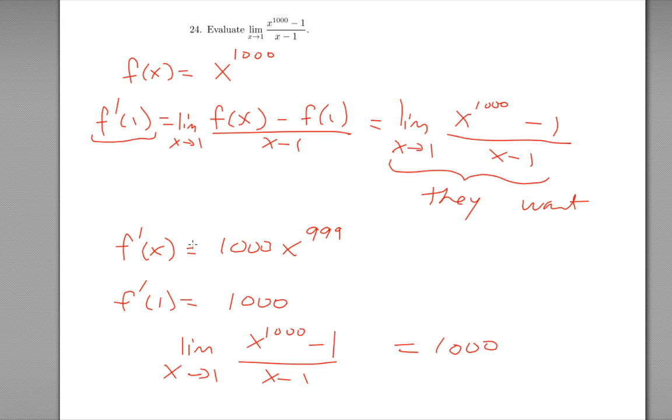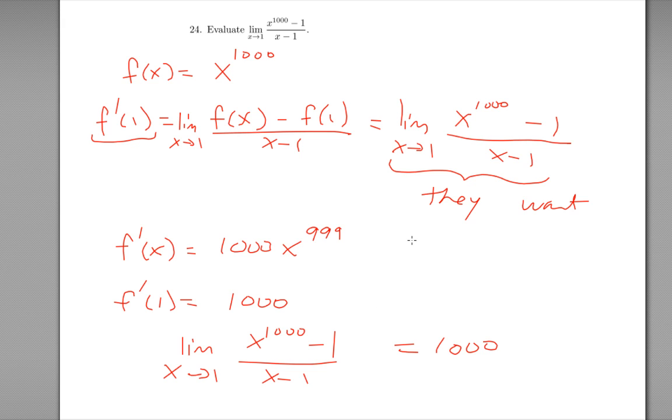So then I could just figure out the derivative at 1, and it gives me exactly what they wanted. So this is an example of actually doing it backwards. They give you a limit, and you turn it into a derivative and calculate the limit that way. So this is something to keep in mind as well.